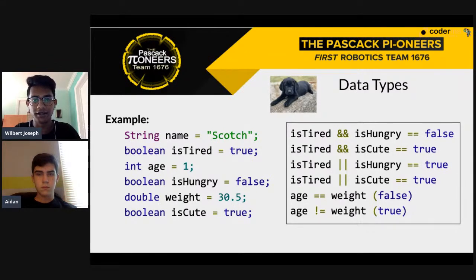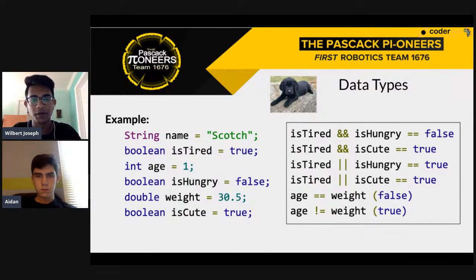Next, we have is tired and is cute. And as you can see here on the left, both of them are set to true, so the final result is true. Now, if we were to use the OR statement, as long as one of the 2 variables are true, the final result will be true. And this is shown through is tired and is hungry. Even though is hungry is false, because is tired is true, the final result is true. Is tired and is cute, both of them are true. So when you compare them with the OR statement, the answer is true.